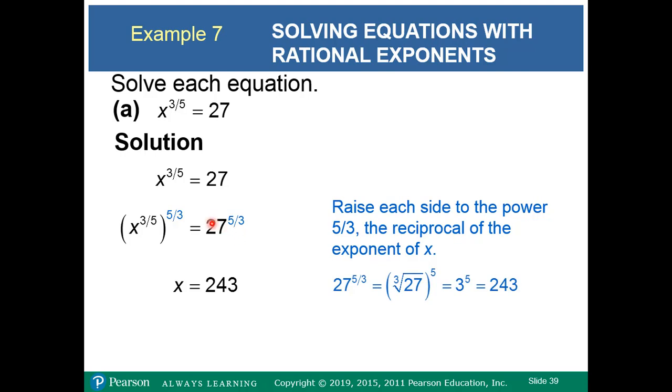And then we get 3 to the 5th. And 3 to the 5th is 243. And so here's the way it works, right? Cube root of 27 is 3. 3 to the 5th is 243. Okay, so always look for those ways to simplify things. And so the solution set is 243.